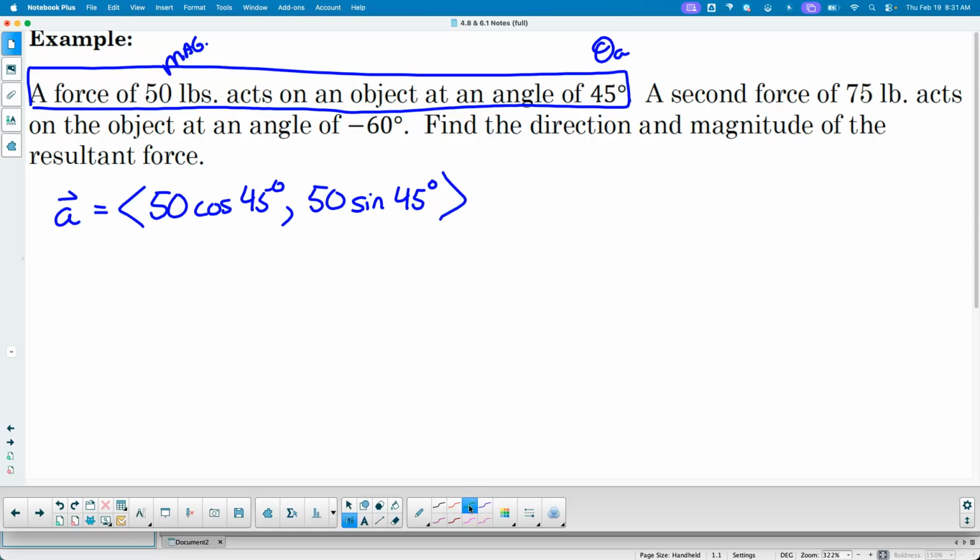Force B is there, yes. Do we like an angle of negative 60 degrees? What do we like instead? Positive 300. Could I still use negative 60 degrees? Yeah, because negative 60 degrees is the same as 300 degrees. So it doesn't matter. You don't even need to change over that one. 75.